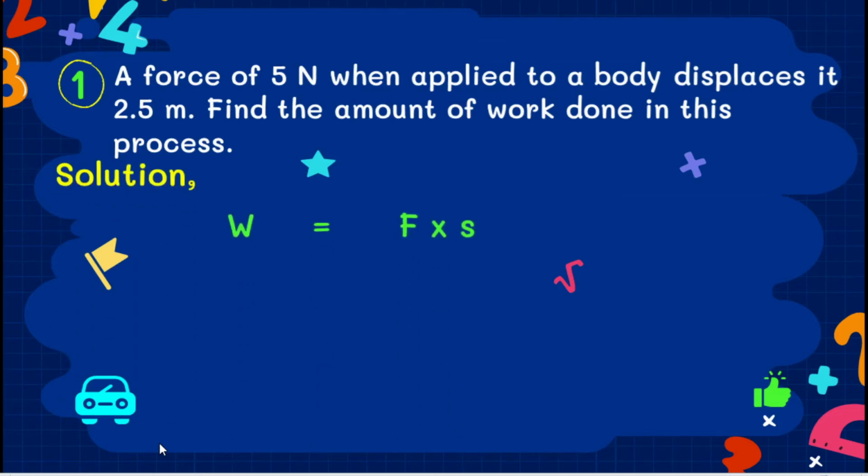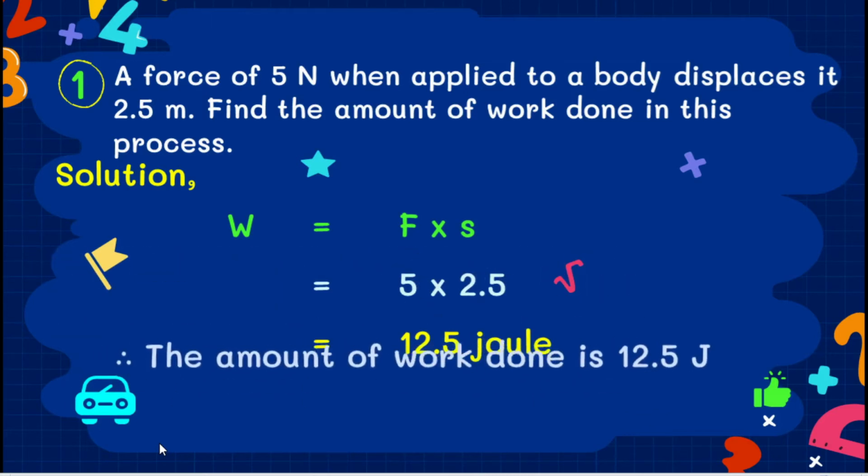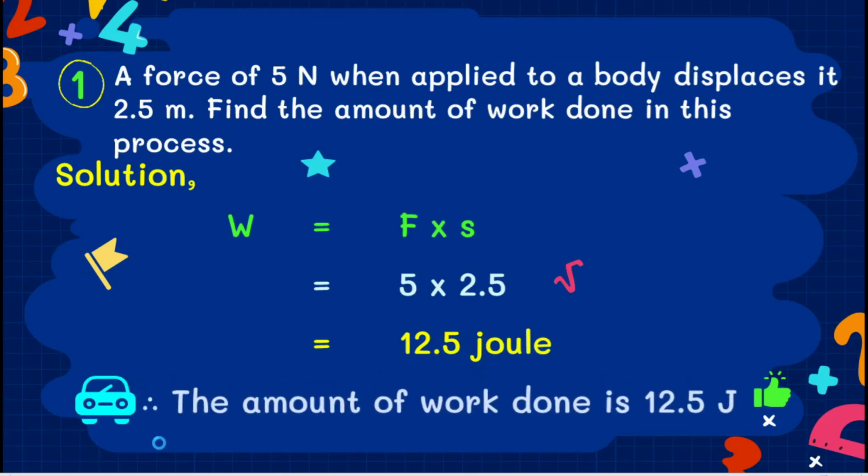Solution: work done formula is W is equal to F into S. F means force and S means displacement. So I am going to apply these values into that formula. 5 into 2.5. 5 is the force and 2.5 is the displacement. So after multiplication we can get 12.5 joules. So from this we can easily get the work done. The work done is 12.5 joule.